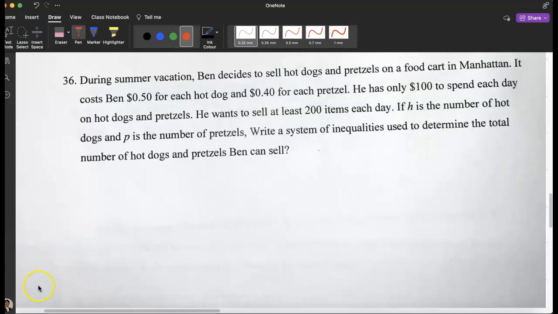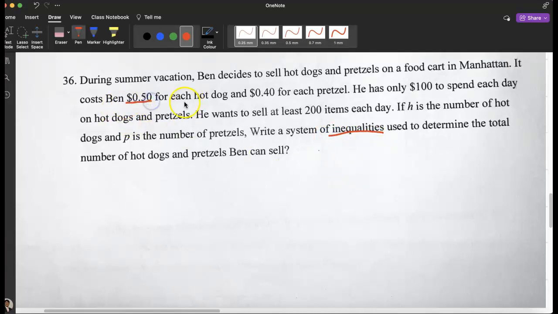It costs Ben 50 cents for each hot dog and 40 cents for each pretzel. He has only $100 to spend each day on hot dogs and pretzels. He wants to sell at least 200 items each day. If H is the number of hot dogs and P is the number of pretzels, write a system of inequalities used to determine the total number of hot dogs and pretzels Ben can sell. What's inequalities? When you have an equation and you write less than or equal to, greater than or equal to, that's called inequality.